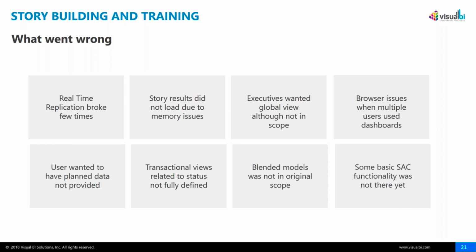Our blended models weren't originally in scope, and what I mean by blended models is: what are my current open orders for a customer, what are the current inventory levels that I have for that product, and what's the current raw material that's on order for that specific product. So blended across, in one view. That's some of that information there.